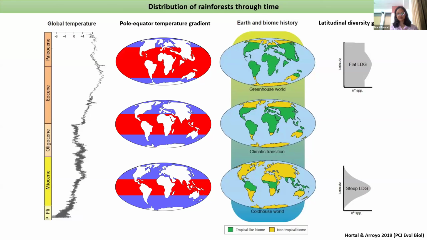So here we can say that pole equator temperature gradient was quite low. But as time passed, the temperature started to decline and this pole equator temperature gradient became very prominent.